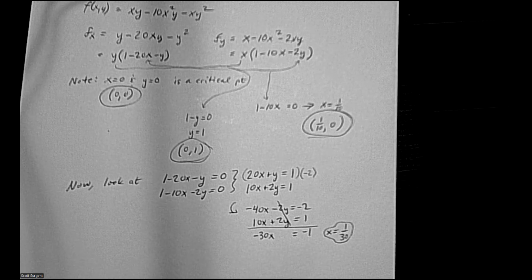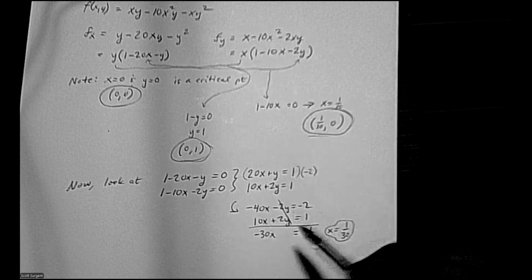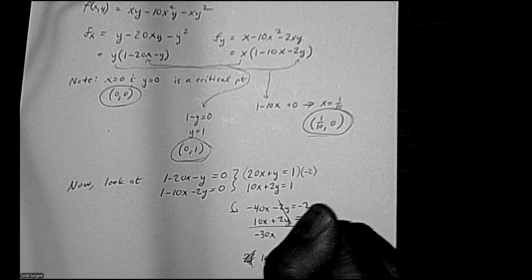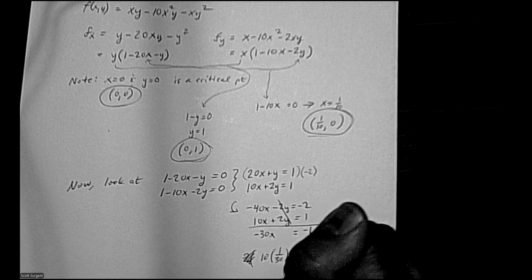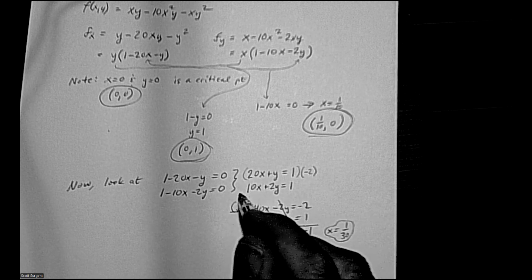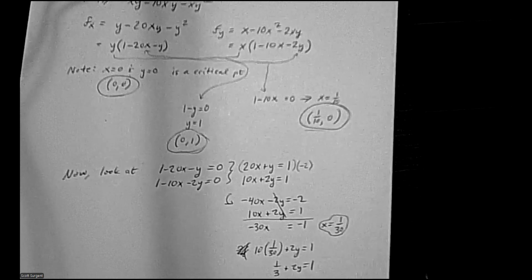Now, if I go back and plug it in here, let's say I need to find what y is. I can plug it into any one. If I plug it in here, I get 10 times 1 over 30 plus 2y equals 1. So 10 over 30 is 1 over 3. I'm using this bottom equation to figure out what y is. So I got 1/3 plus 2y equals 1.